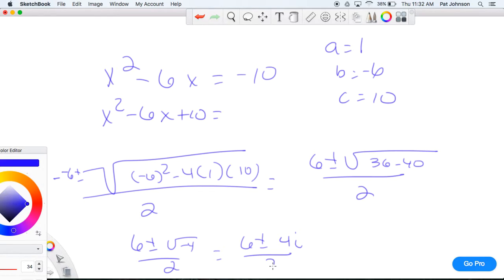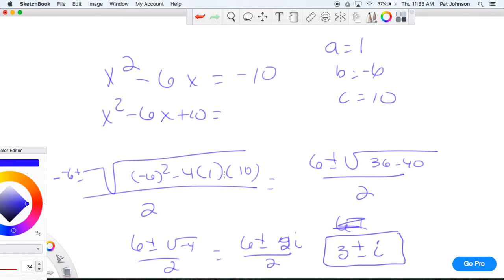We just finished learning how to do that. The square root of 4 is 2, and then we have 6 over 2, so we can simplify and we get 3 plus or minus i. And you see that we have a pair of conjugates, 3 plus i and 3 minus i. And then we can put it back in to check our solution.